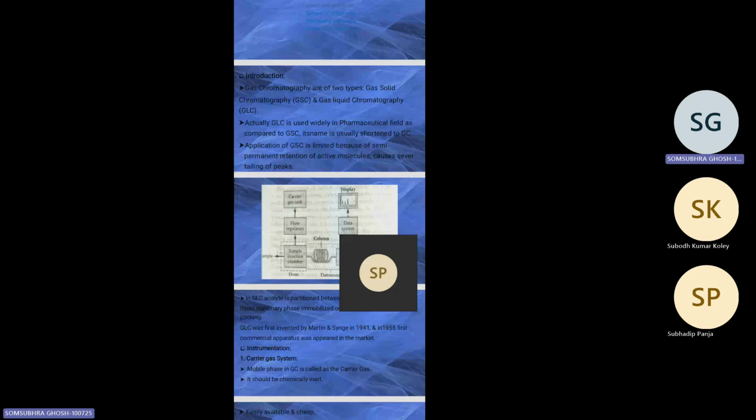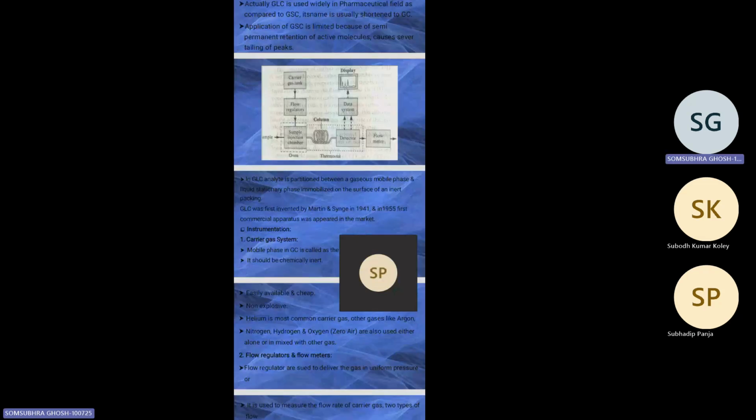Another is the GLC, or gas liquid chromatography. That means the stationary phase is liquid, the mobile phase is gas. So very easily that gas can be passed through the liquid. There are some techniques. So that's why gas chromatography majorly means gas liquid chromatography, GLC.